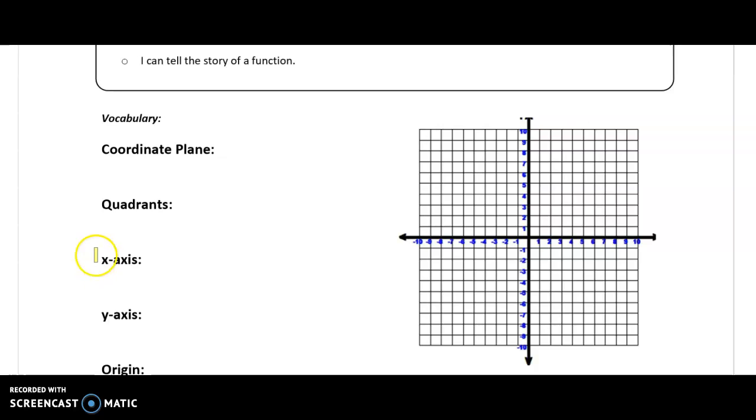The x-axis is the axis that is horizontal on the coordinate plane. So this, again, is the x-axis, the axis that is horizontal on the coordinate plane. The y-axis is the axis that is vertical on the coordinate plane.